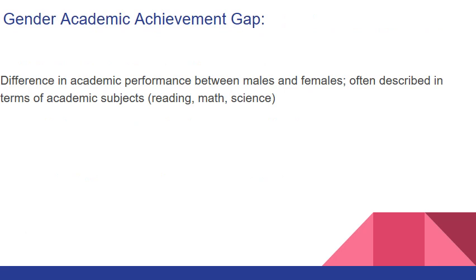Educators need to be aware of the gender academic achievement gap. And just to explain it in simpler terms, the gender academic achievement gap pertains to the difference in academic achievement between males and females. Often, it's described in terms of male and female achievement in the different academic subjects such as math, science, language arts, and social studies.